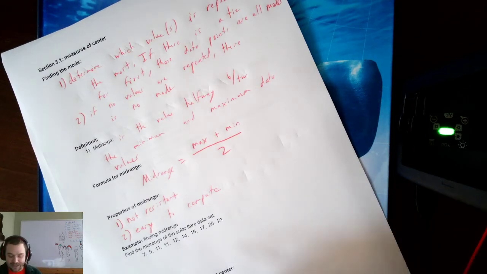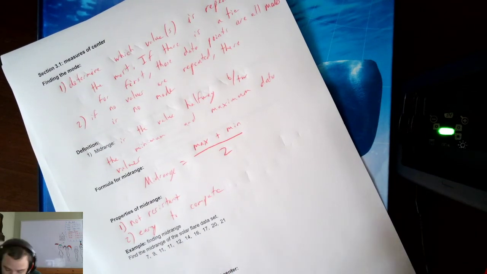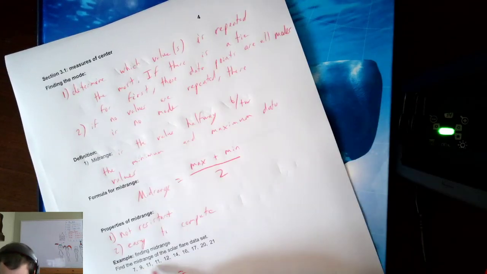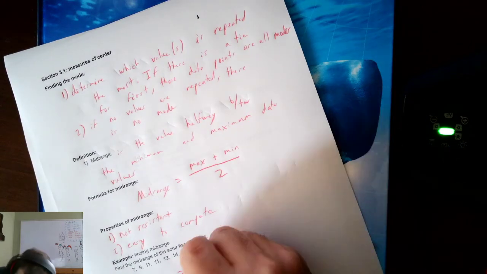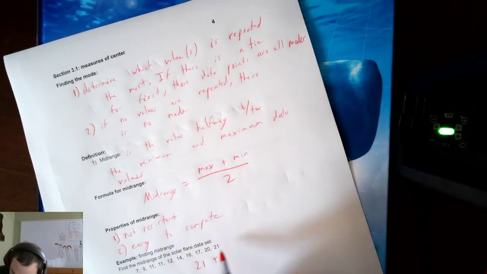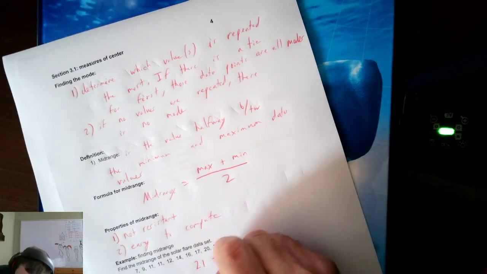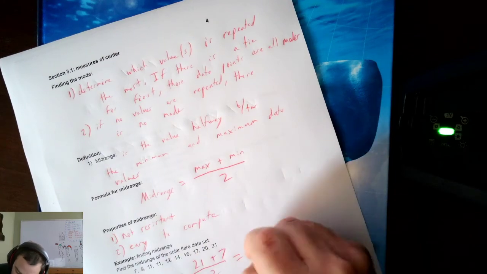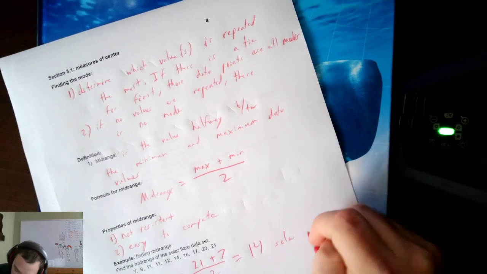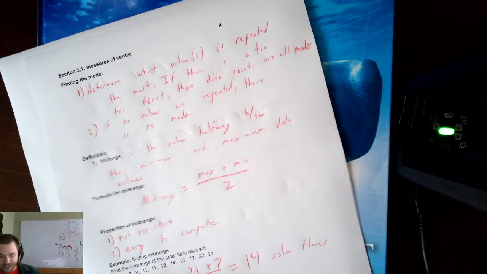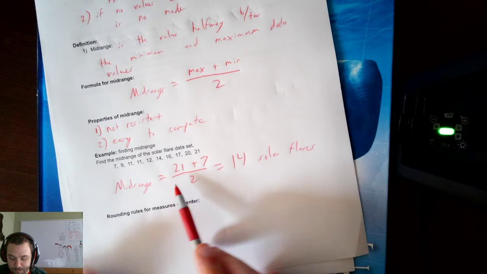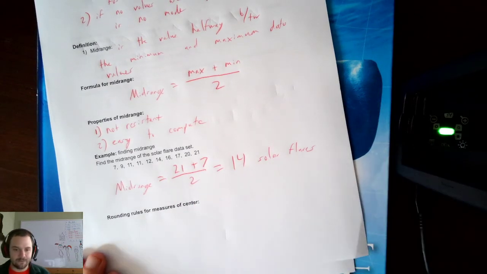So let's take a look at finding a mid-range. Let's see, we've got a data set here, and it says to find the mid-range. So I'll write mid-range equals, what's my maximum value? Looks like 21. Plus, what's my minimum number? Looks like 7. It's easy when they're sorted, right? Over 2 will give me 28 over 2, which is 14 solar flares, is the mid-range. 21 plus 7 over 2 gives me 14 solar flares.